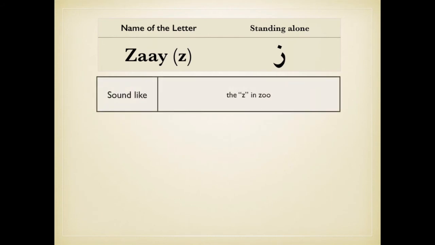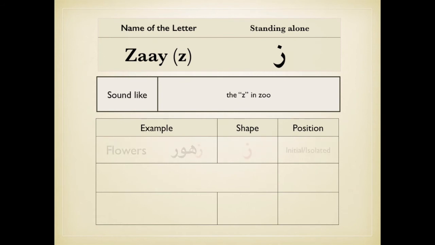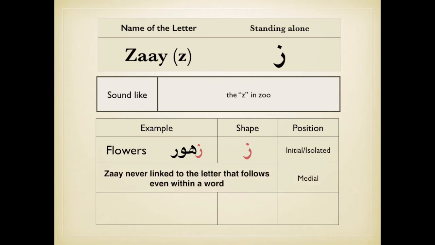Okay, the next letter, Zaay, Z. And as you see here, the difference between Ra and Zaay is the dot. The sound here is like the Z in zoo. So let's go through the examples. The initial and the isolated position for Zaay, as you see the shape, and the example here is Zuhur, flowers. The medial position, again the same case, there are no examples because it's never linked to the letter that follows. And the final position for Zaay, as you see the shape, and the example here is Hazeen, sad.